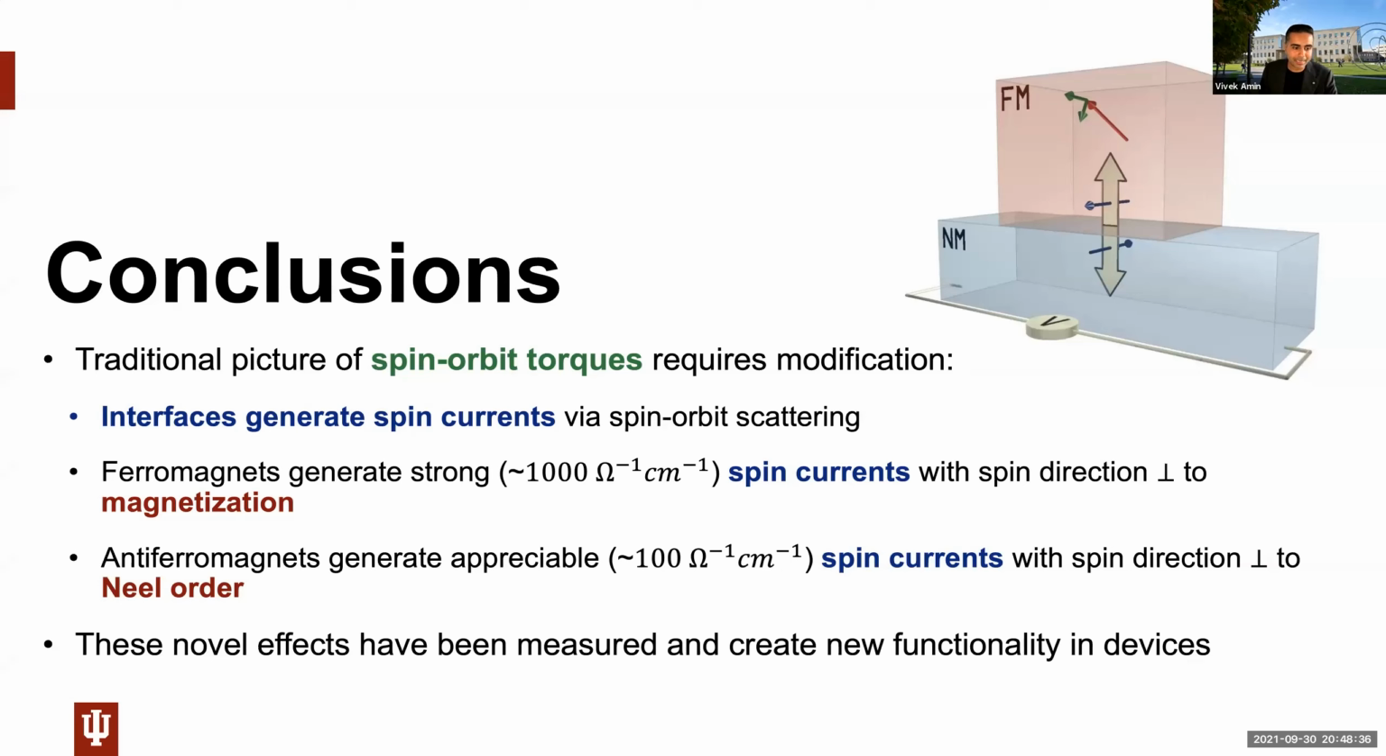And I'll just conclude by saying that these novel effects have been measured, or at least there's strong evidence supporting that they exist, and that they can create new functionality in devices. For instance, exerting torques on materials with perpendicular magnetic anisotropy and switching, you know, these perpendicular devices.